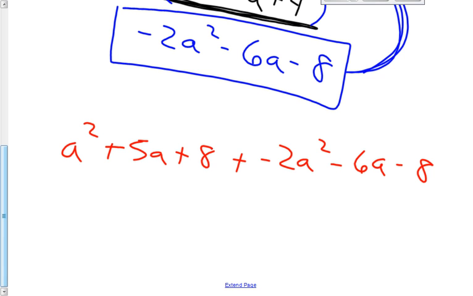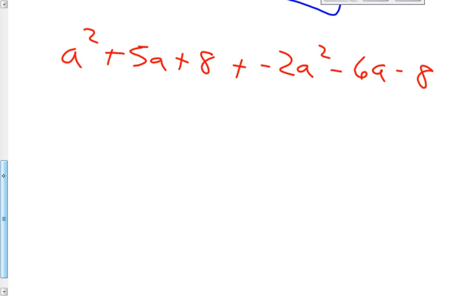So now let's get all of our a squareds together. A squared minus 2a squared is a negative 1a squared. That takes care of these. How many a's do we have? 5a minus 6a is a negative a. That takes care of our a's. And our constant terms, a positive 8 minus 8 is 0. So we don't have any constant term. So our answer is a negative a squared minus a.